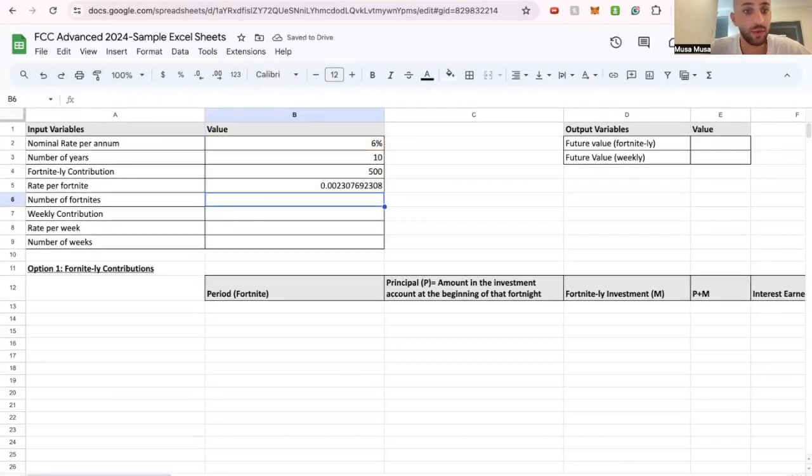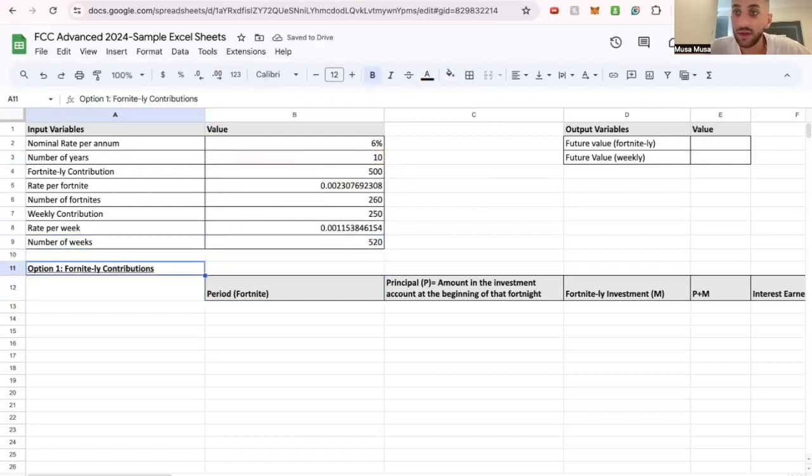So how many fortnights will we have in total? Well, we will have 10 times 26, because it's 10 years, 26 a year, so 260. What will my weekly contributions be? Well, my weekly contribution is just going to be that number, 500 divided by 2. What will my rate per week be? It'll be 6% divided by 52. And then how many weeks will I have? It's going to be 10 times 52. Perfect, 520.